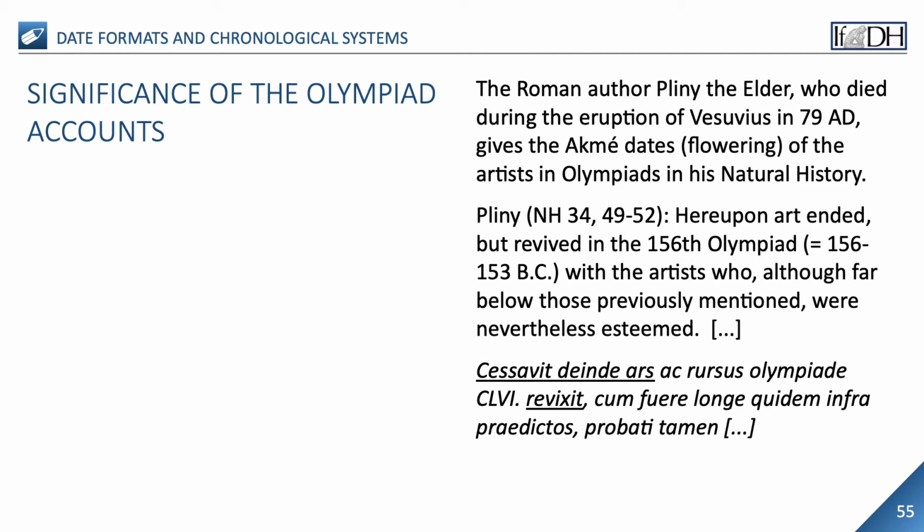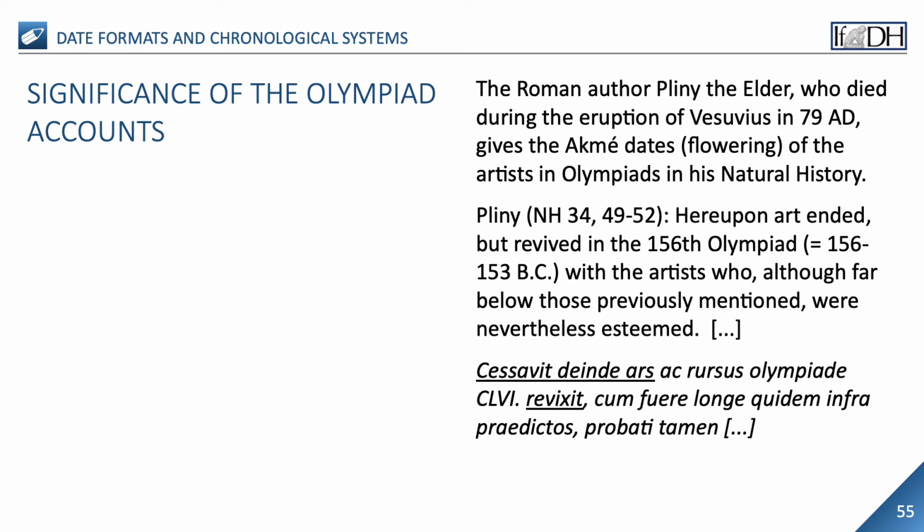For example, the Roman author Pliny the Elder, who died during the eruption of Vesuvius in 79 AD, does not give the life dates in his natural history, but the Acmean dates, that is the flowering period of an artist. There we can only estimate the lifetime, especially since some artists were active for much more than just 4 years. And in an important section of the art history he says, "Hereupon art ended, but revived in the 156th Olympiad," that is 156 to 153 BC, with artists who, although far below those previously mentioned, were nevertheless highly esteemed. He thus sees a new upswing in art shortly before the middle of the 2nd century BC.